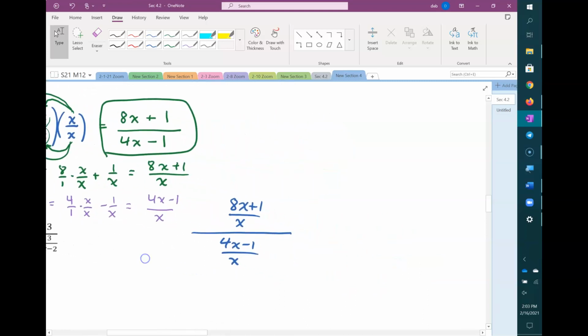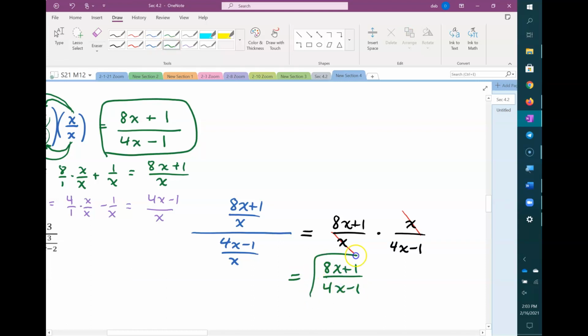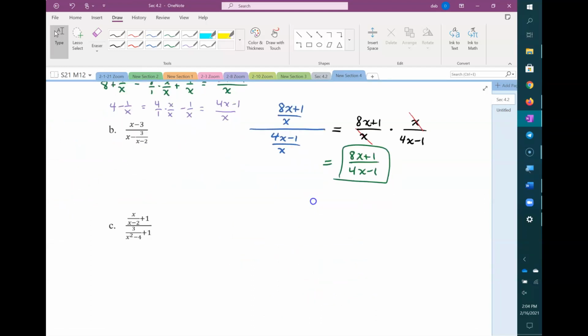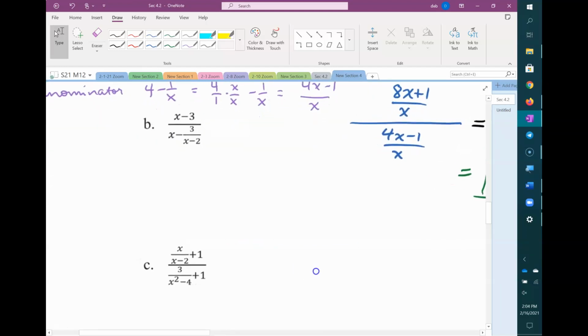But the way we do this divide is we actually multiply by the reciprocal of the denominator. And now we do have x over x that are being multiplied. So they do cancel, and I'll get the same answer. You can't get a different answer doing it different ways. So I get the same answer both ways. Okay, so let's look at the next one.